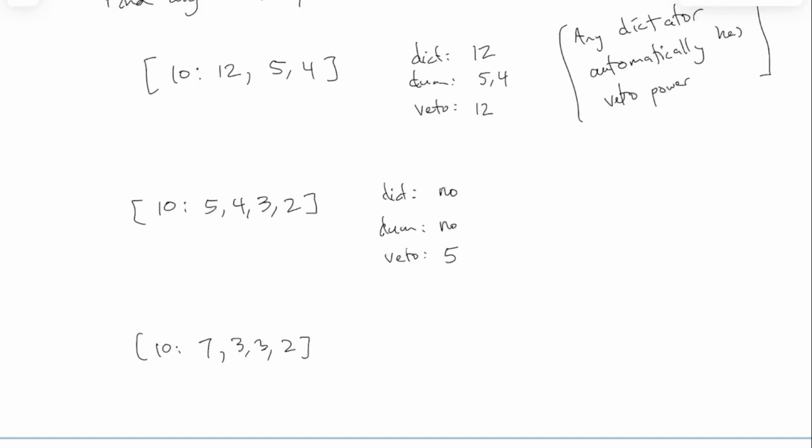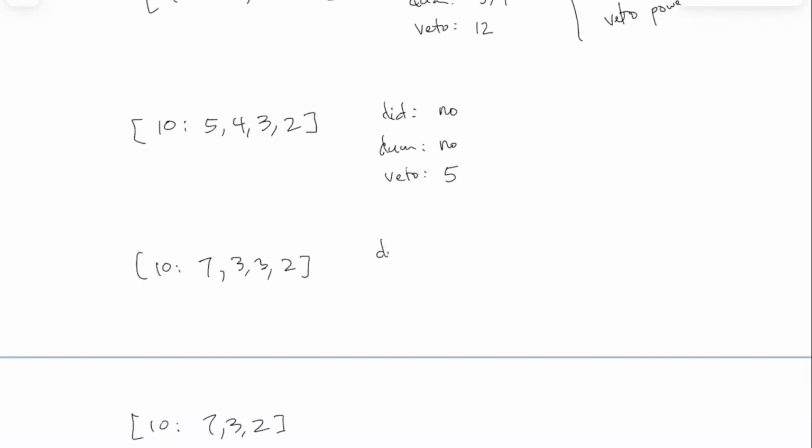Any questions about that? You do have to look kind of carefully at the numbers. I wouldn't say it's especially hard, but you've got to look carefully at it. All right, the next one, 10, 7, 3, 3, 2. Okay, again, there is no dictator. How about dummies and veto? So looking for dummies, I would consider the 2.